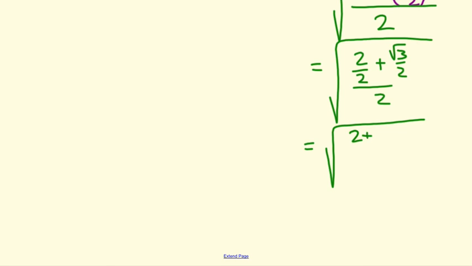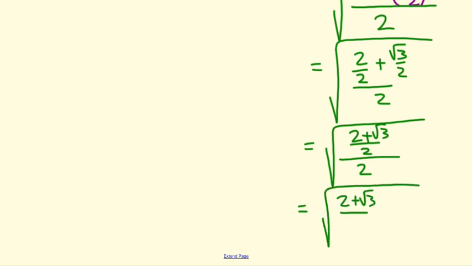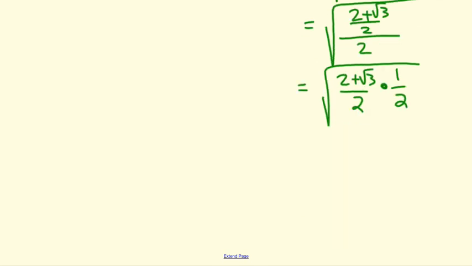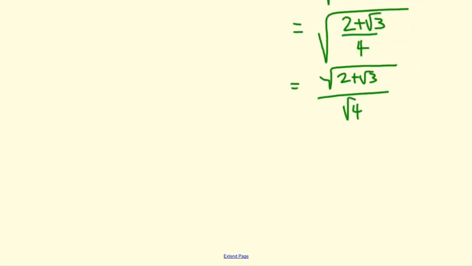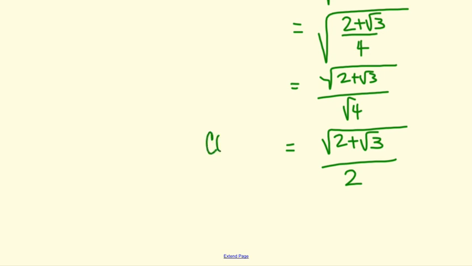2 plus the square root of 3, over 2, divided by 2. I'm going to change this to multiplication and flip that denominator. Now we multiply across. We get 2 plus the square root of 3 over 4. Remember, like the last example, we separate out the numerator into a separate radical and the denominator into a separate radical. The square root of 4 in the denominator is 2. So there's our final answer for the cosine of pi over 12.